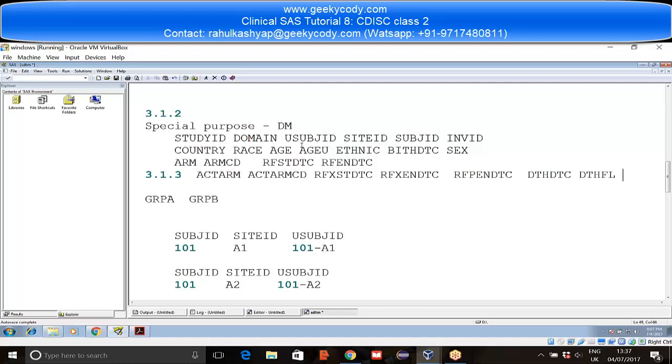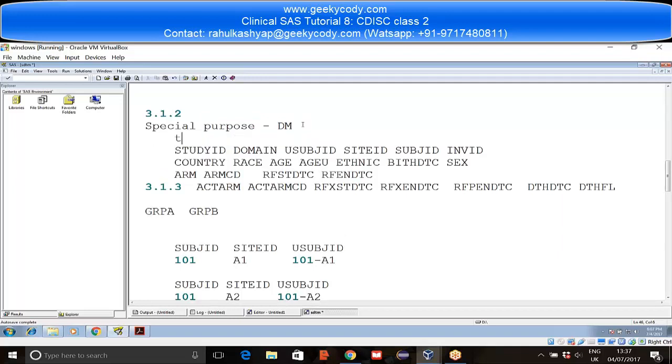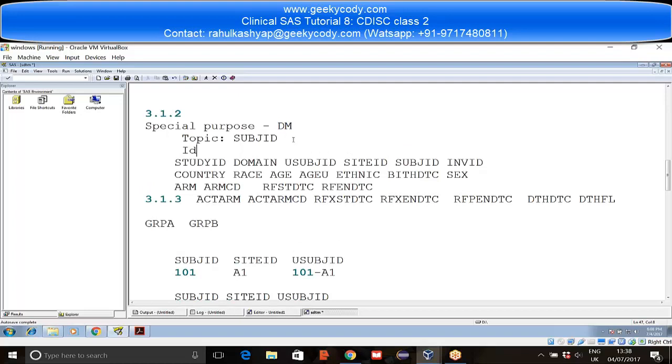And for each domain we'll have a structure. You have to remember a few things, like what is the topic variable here, about what we are talking. The topic variable is the subject ID. We are talking about the subject, right? What is that subject's birth date, what is the country, what is their age, ethnicity? All this data belongs to whom? To the subject. So here the topic variable is subject ID.